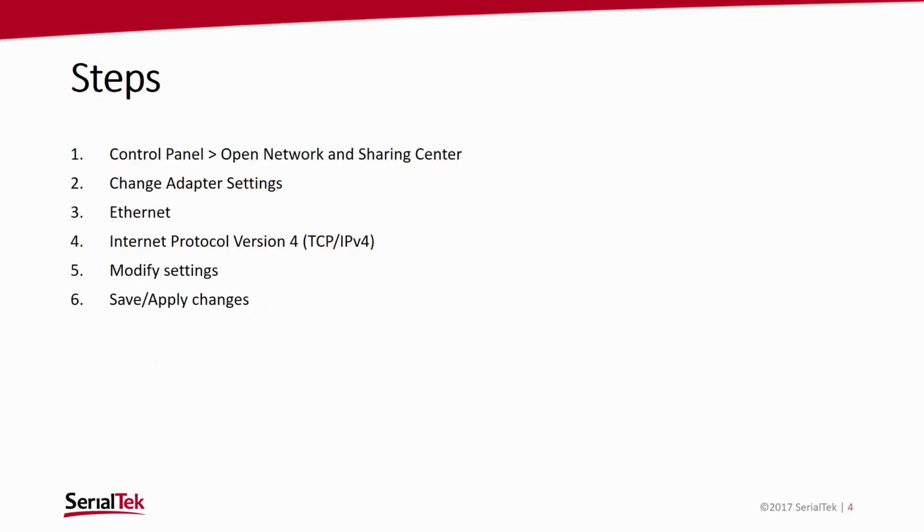The steps at a glance for changing the PC IP settings. We need to get to the Network and Sharing Center, and there are several different ways of doing this. I'll outline two. From there, we need to get to the different adapters, select Ethernet. Within Ethernet, select the TCP/IP version 4 properties, modify those settings, and then be sure to save and apply those changes as you back out.